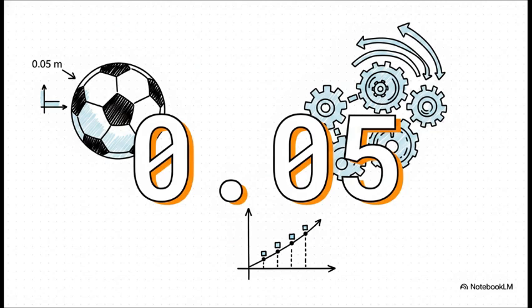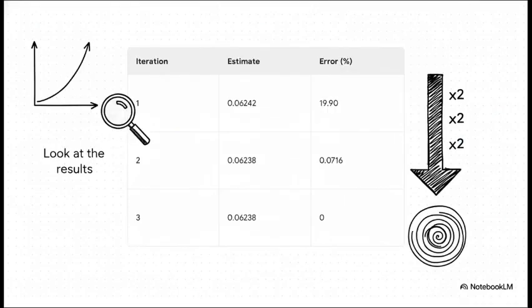It makes total physical sense. Let's move to the next step and see how this builds as we plug it into the algorithm. The results of this calculation perfectly demonstrate exactly why the Newton-Raphson method is an industry standard. In iteration 1, our guess updates to 0.06242, giving us an error of nearly 20%.